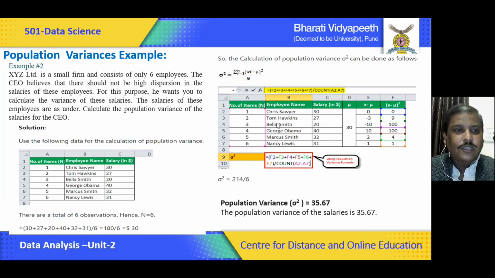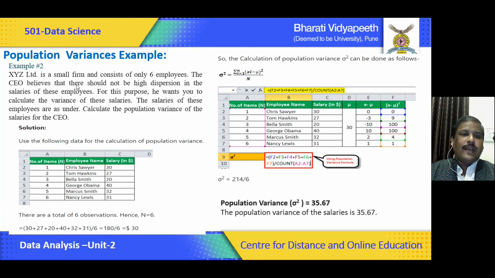So just to go through this, I'll just explain. Population variance. XYZ Limited, this is a company, is a small firm and consists of only 6 employees. So there are 6 employees in XYZ Limited, right?